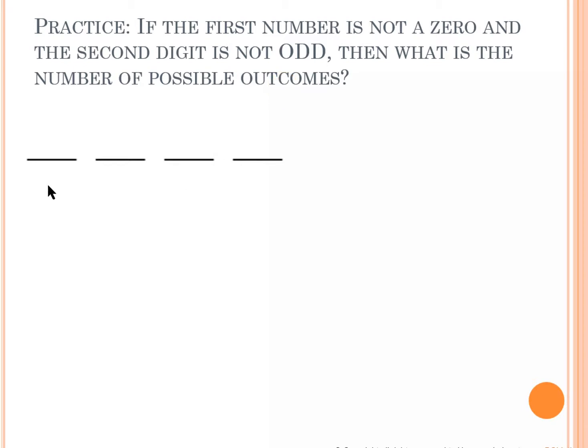All right, so I guess we have another password situation, a 4-digit password, but this time we have a few restrictions, meaning that the first number cannot be 0, and the second digit here is not odd. Then if we apply those restrictions, what are the possible number of outcomes that we can have?